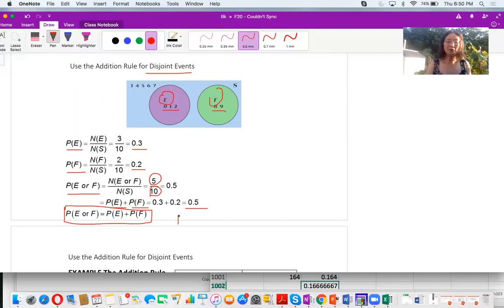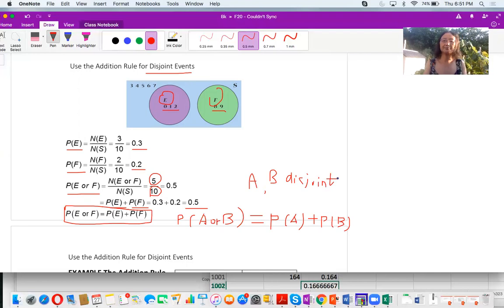And sometimes people use letter A to represent an event, and letter B to represent another event. If events A and B are disjoint events, the probability of A or B equals the probability of A plus the probability of B. Okay, this equation is true only when A and B are disjoint events, or mutually exclusive events.